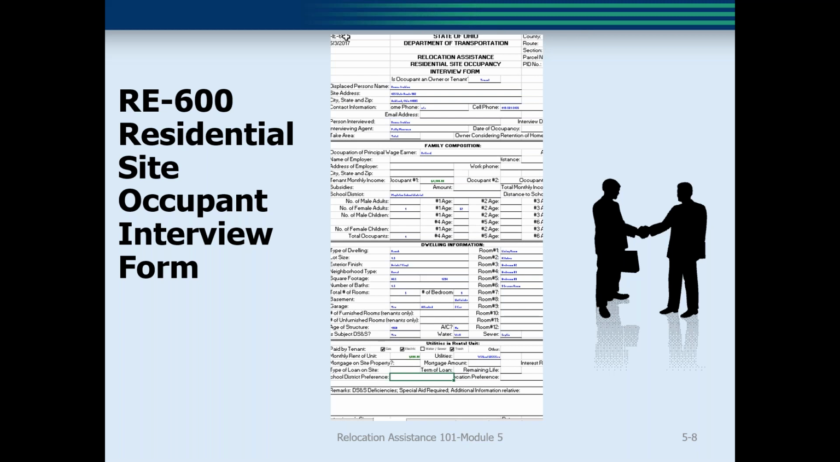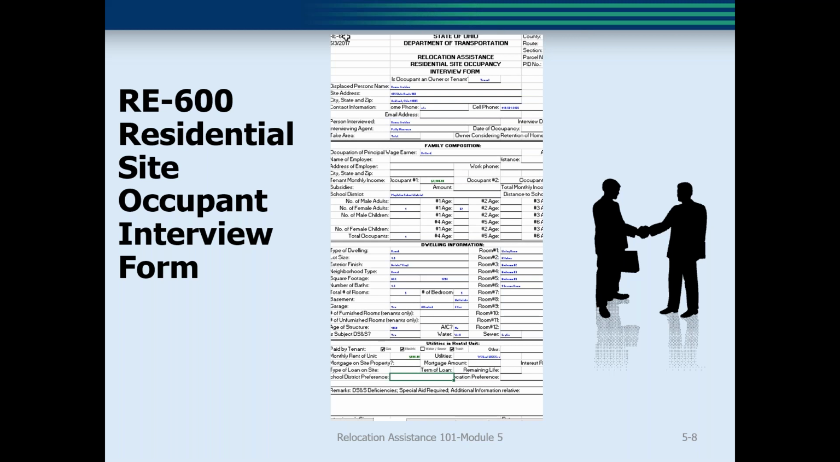At this meeting, you need to gather specific biographical and financial information in order to locate the appropriate housing and then to calculate their maximum benefits. Later on, once they choose a replacement site, you'll gather information on that site. For right now, all you're concerned with is where are they at now, what do they pay, and what is their situation. So at ODOT, we use the form RE600 during the pre-acquisition interview to record the pertinent information.